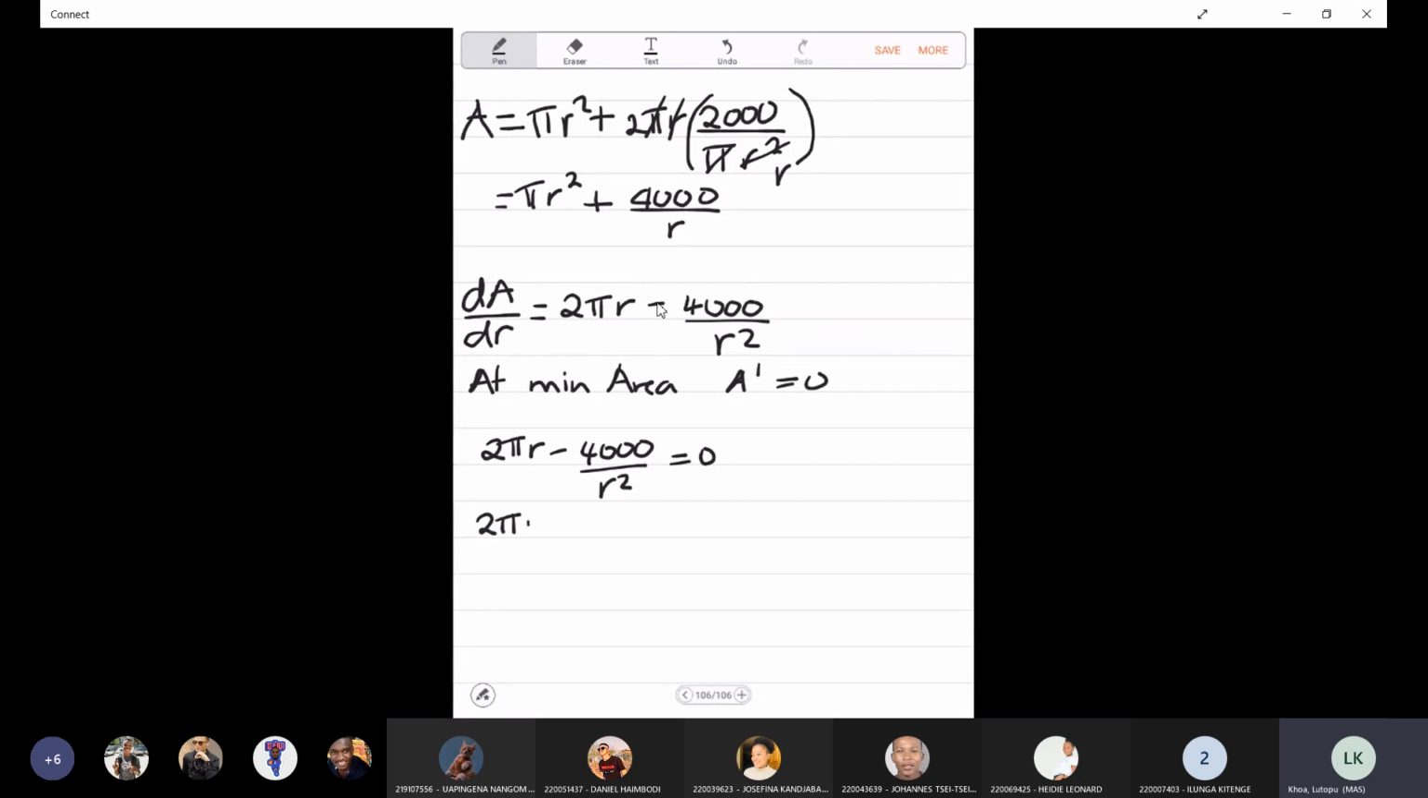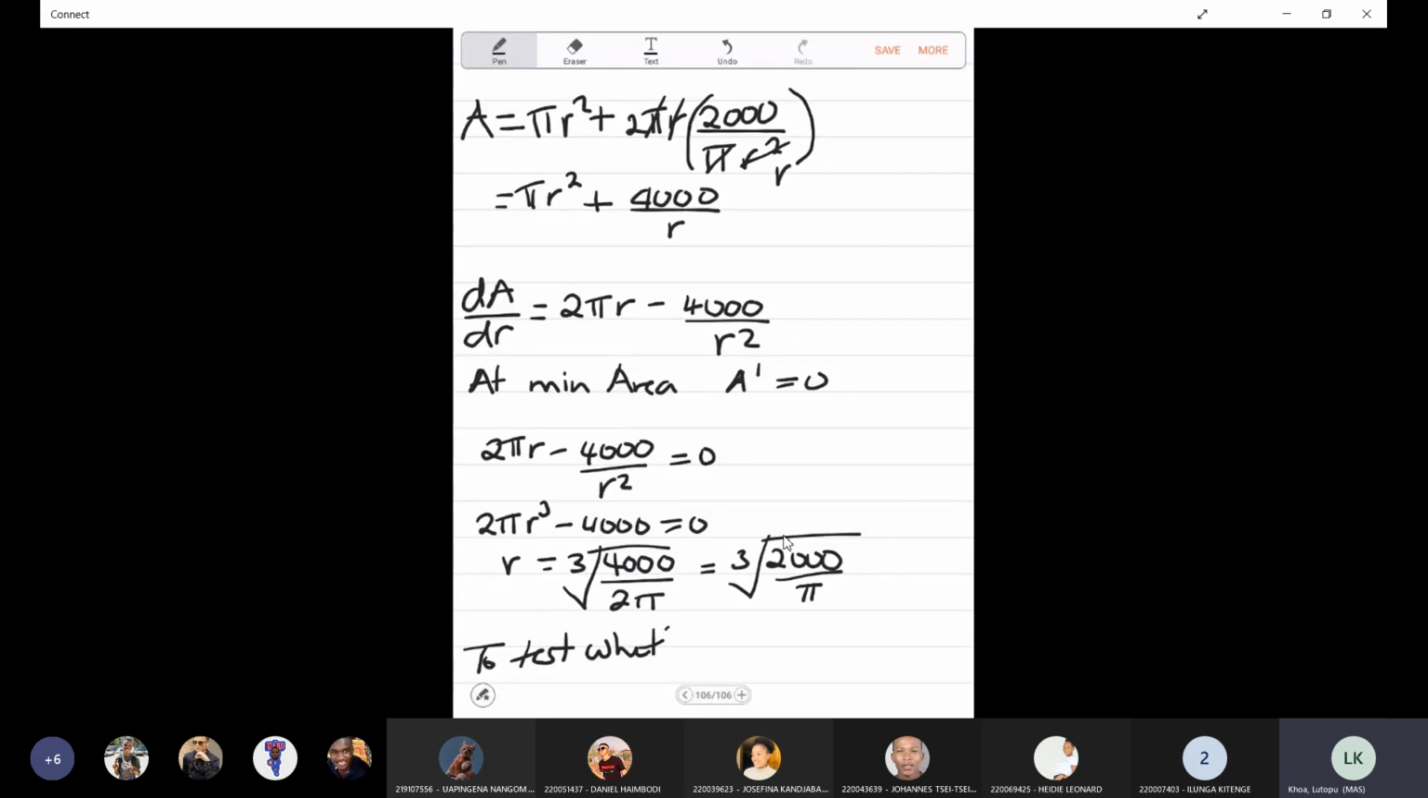This means that 2 pi r to the power of 3 minus 4000 is equal to 0. This means that r is equal to the cube root of 4000 over 2 pi, or 2000 over pi. This is the cube root of 2000 over pi. Okay, so we want to test, will this in fact give us the minimum? And to test whether or not this gives us the minimum, we need the second derivative. So to test whether it is minimum, we use the second derivative test.